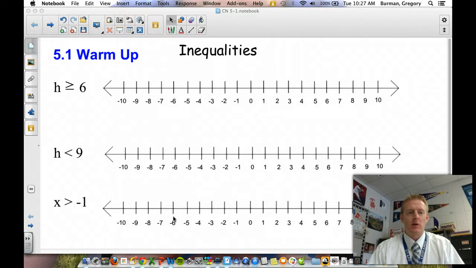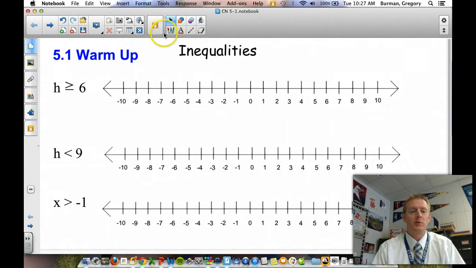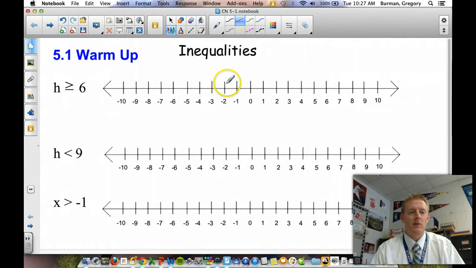Okay, ladies and gentlemen, welcome to trimester 2 and chapter 5. We're going to be talking about inequalities for this chapter, and it's super important that we have these basic skills that I'm about to show you with our 5-1 warm-ups.